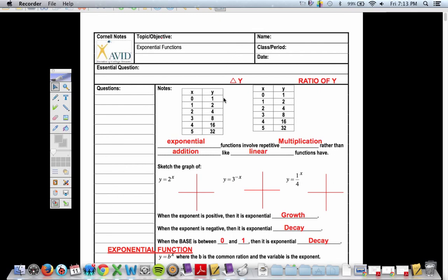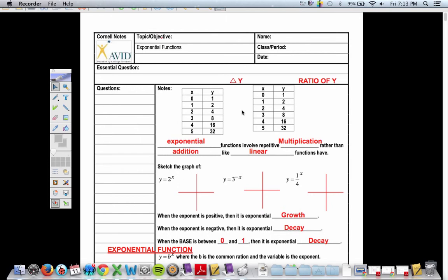We got notes over exponential functions. This will start our unit with exponential functions. We've seen them a little bit before. We're going to go through and get the basics and go over these Monday. So hopefully you're watching this video right now. Okay, let's talk about exponential functions.